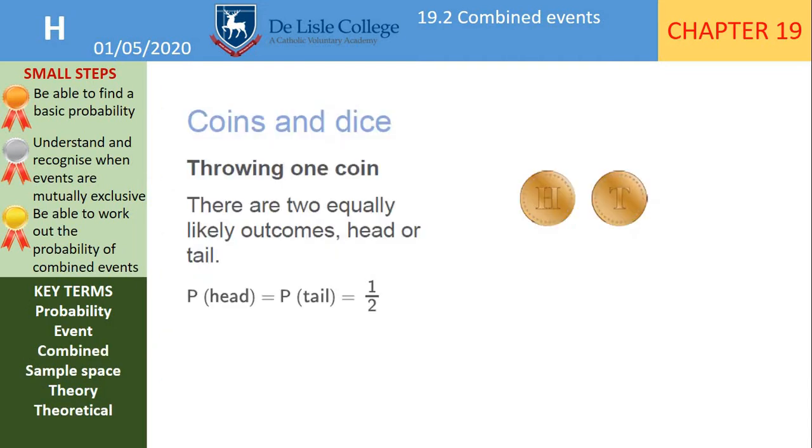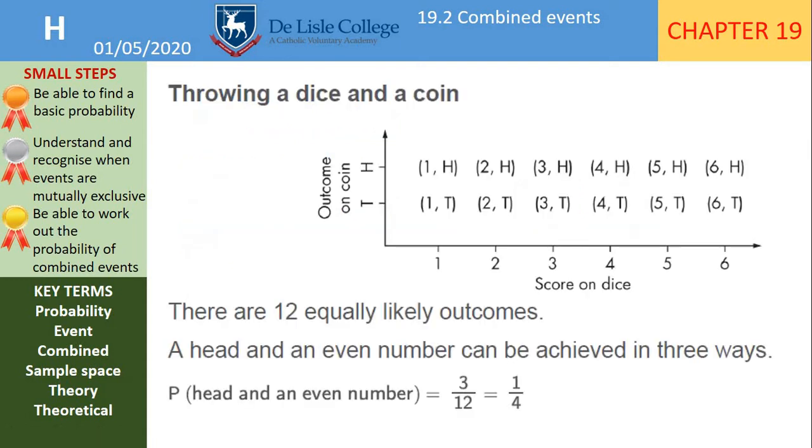So let's have a look at coins and dice. If we throw one coin, we know there are two equally likely outcomes, heads or tails. And remember, this is the notation of how we can write it. The capital P with the event in brackets just means the probability of getting a head or the probability of getting a tail. Each of those is equal to a half.